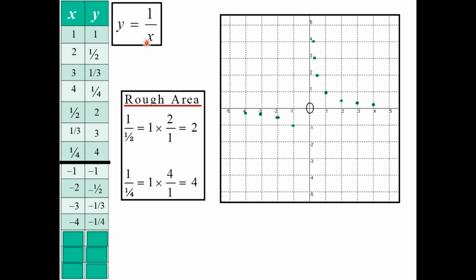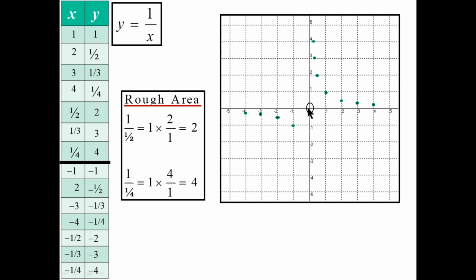We can also feed this function small negative numbers that are less than 1. So we could try -1/2 or -1/3 or -1/4 and see what we get. If I subbed in -1/2, it would be 1 over -1/2, the same as 1 times -2, and we'd get -2. Similarly, 1 over -1/3 is -3, and 1 over -1/4 is -4.